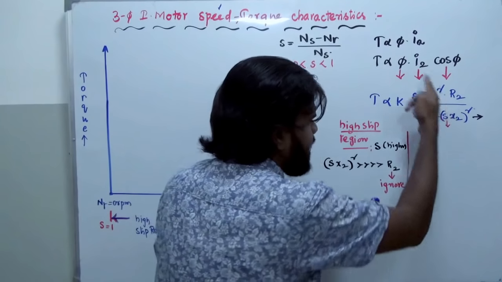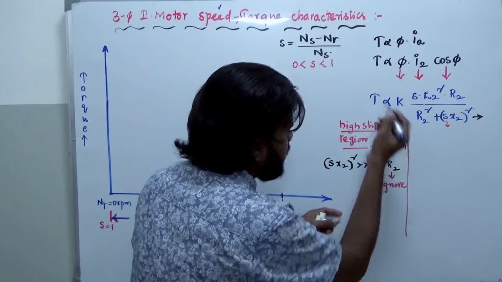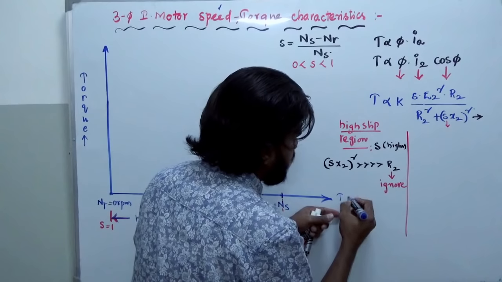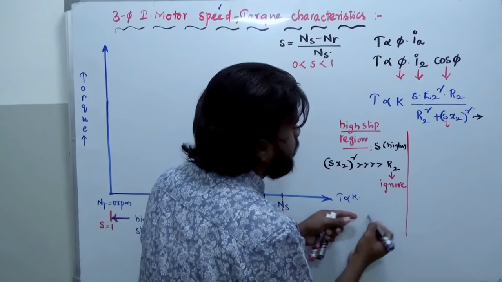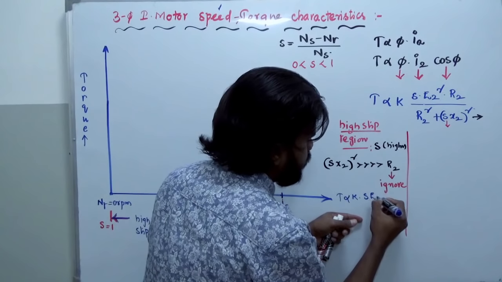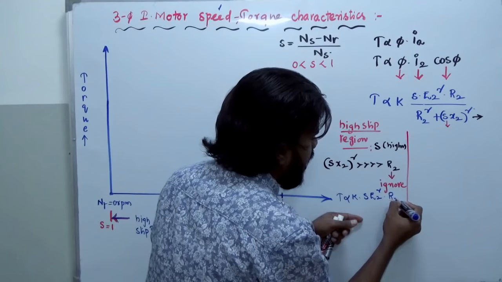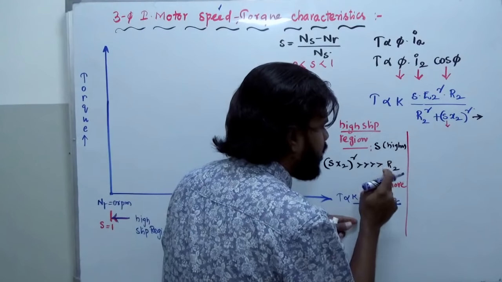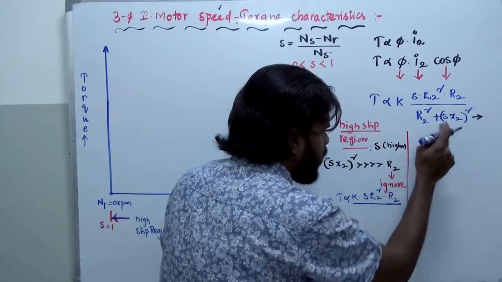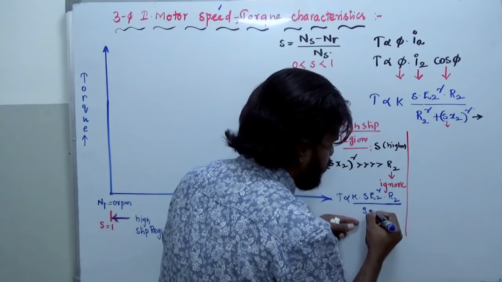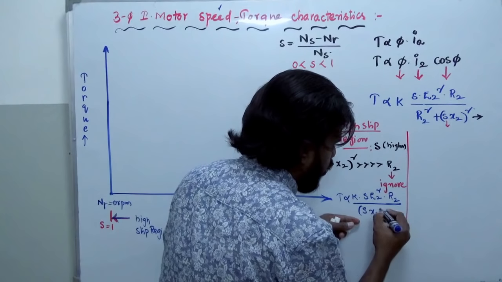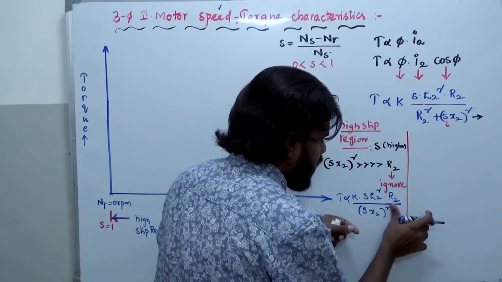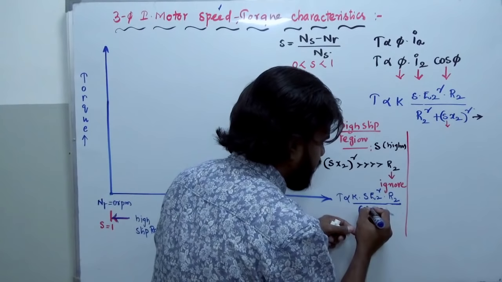By neglecting this, what will happen? Take this entire equation now. Torque is proportional to K, S, E2 square, and then R2 divided by, what is ignored here? R2, right? When you ignore R2, what is left? S into X2 whole square. I'll just take the square inside.